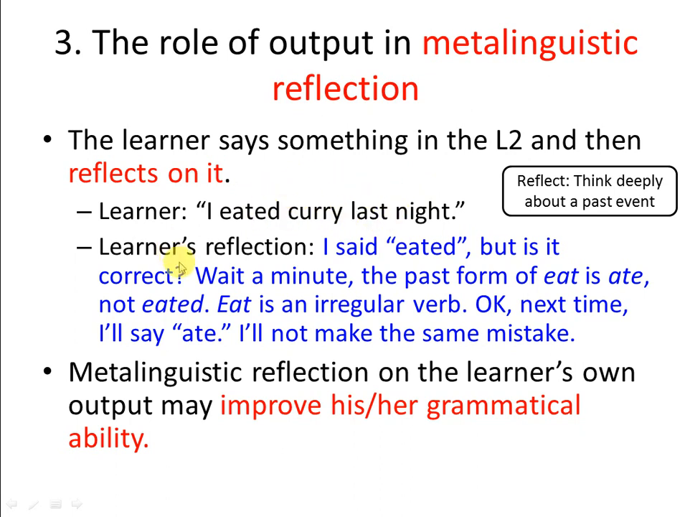So their reflection might go like this. "I said eat it, but is it correct? Wait a minute, the past tense form of eat is ate, not eat it. So eat is an irregular verb. Okay, next time I'll say ate. I will not make the same mistake." So this is an example of metalinguistic reflection. The learner reflects on what he or she said. So metalinguistic reflection on the learner's own output may improve his or her grammatical ability.